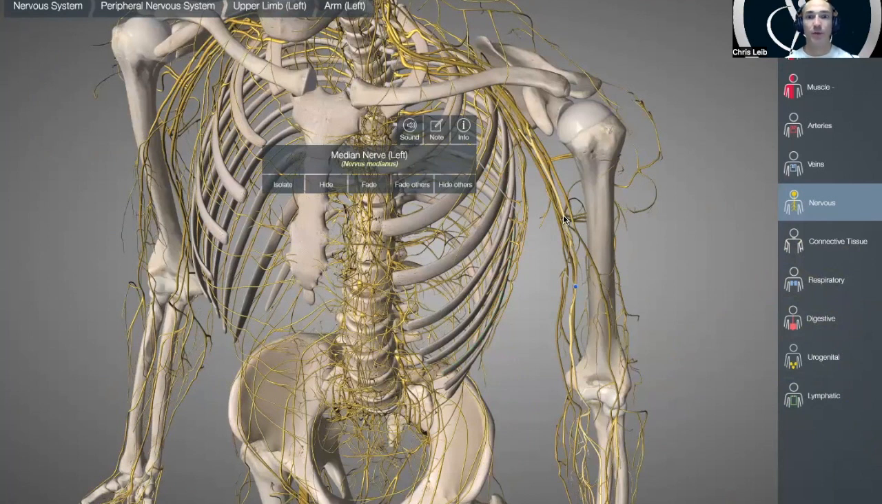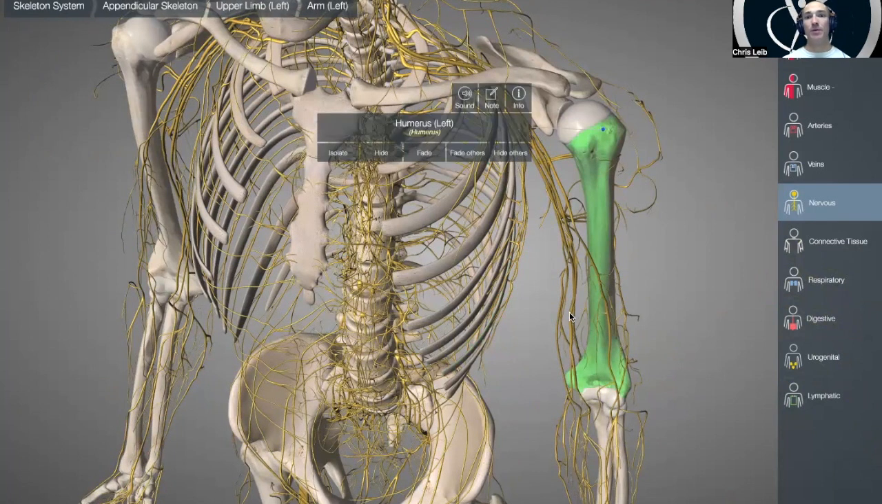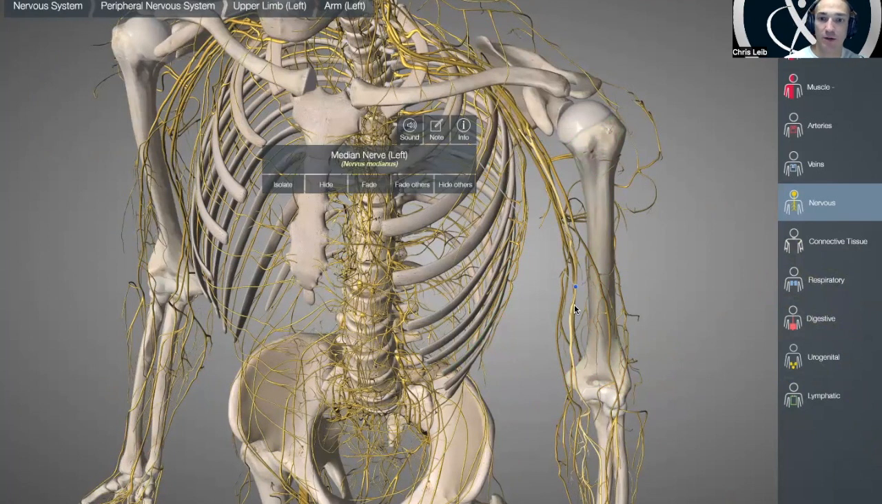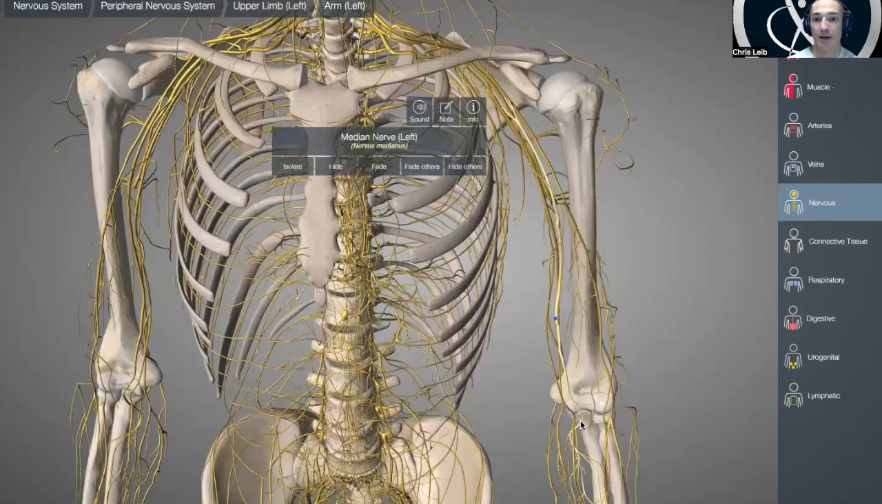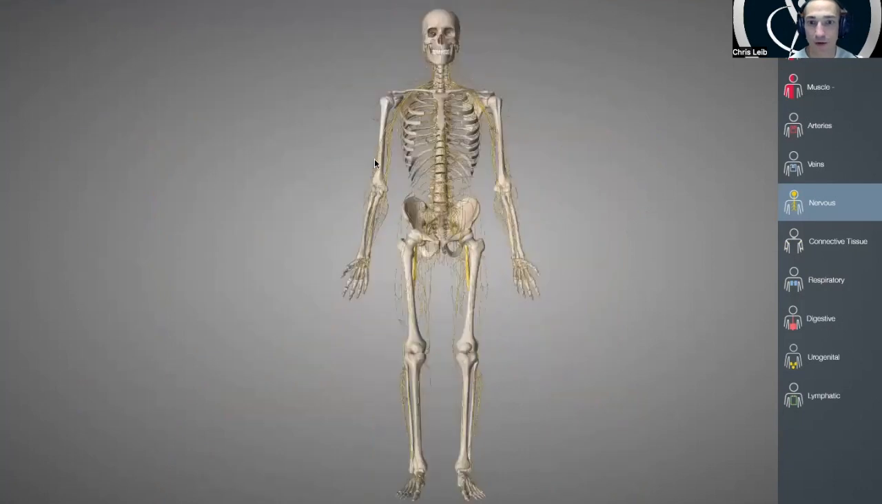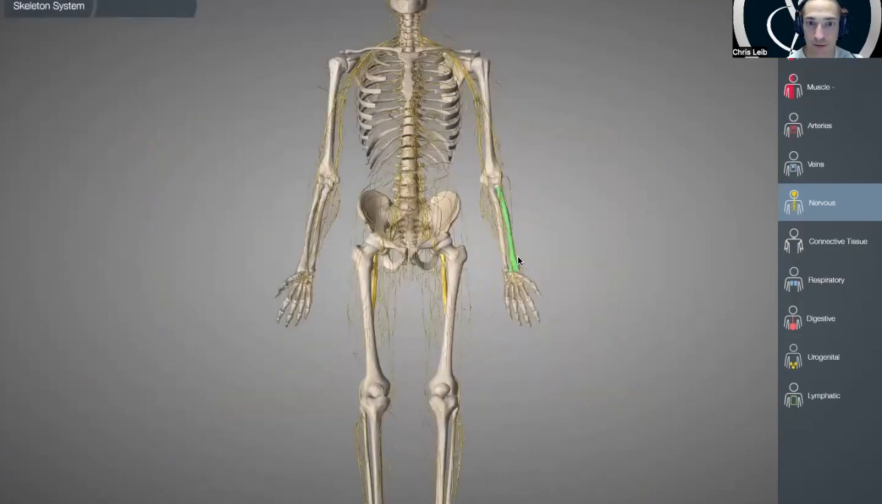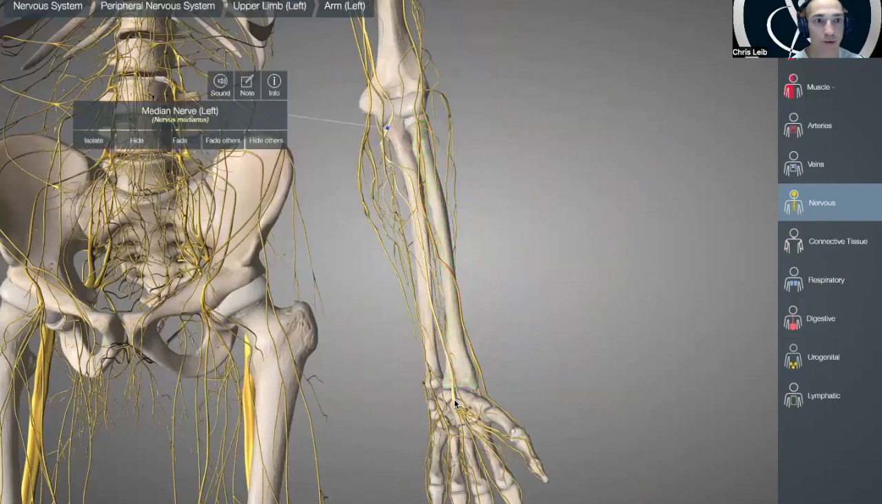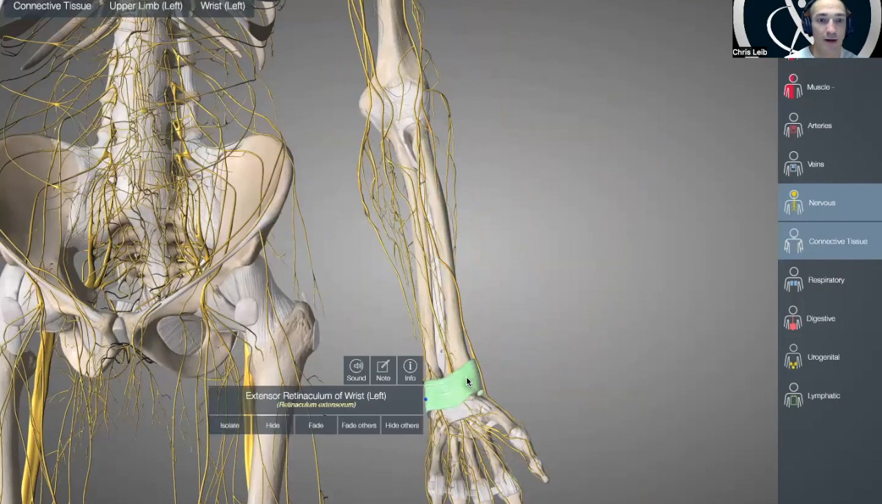And then some of the peripheral nerves are more familiar to people that don't have as much of an anatomy background. So many of you may have heard of the median nerve, which runs through the front of the elbow and then down into the wrist. And that is the nerve that's involved in carpal tunnel syndrome. So if we follow that median nerve down, we can see it right through here. And if we add some connective tissue, this is called the retinaculum.